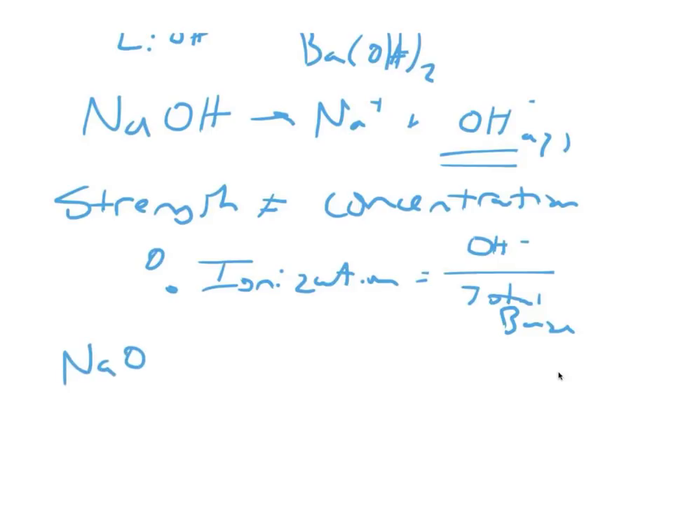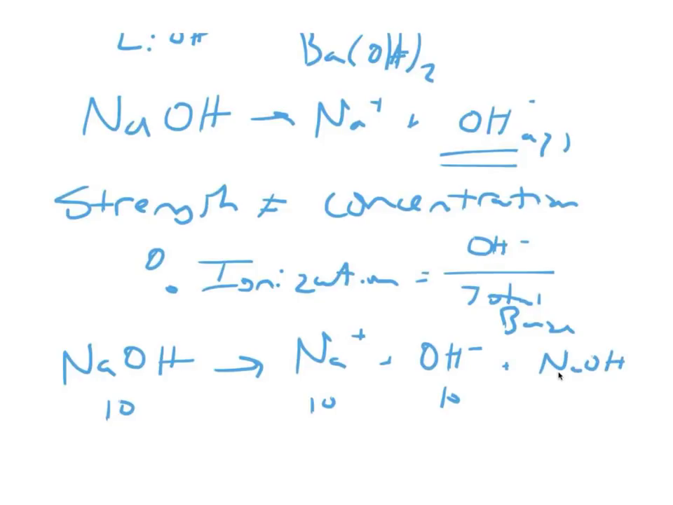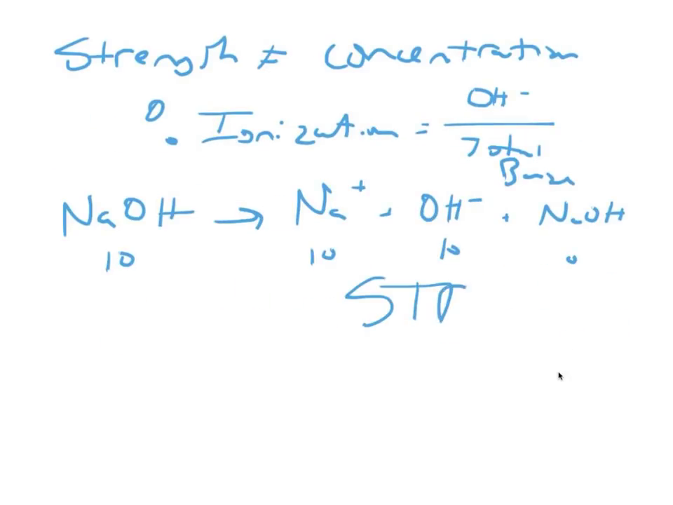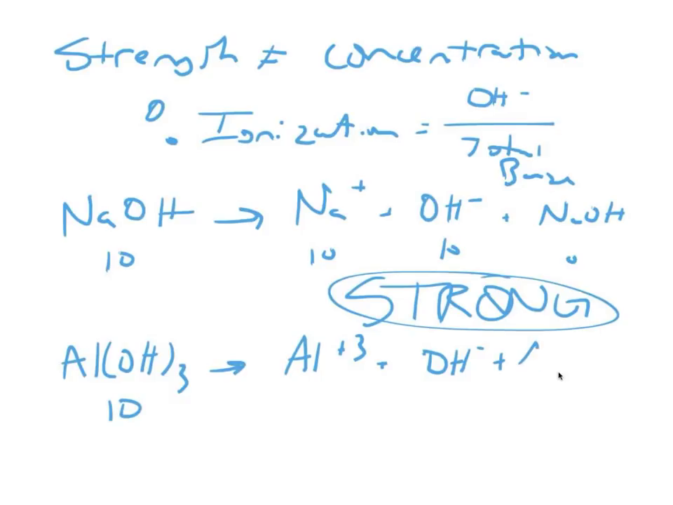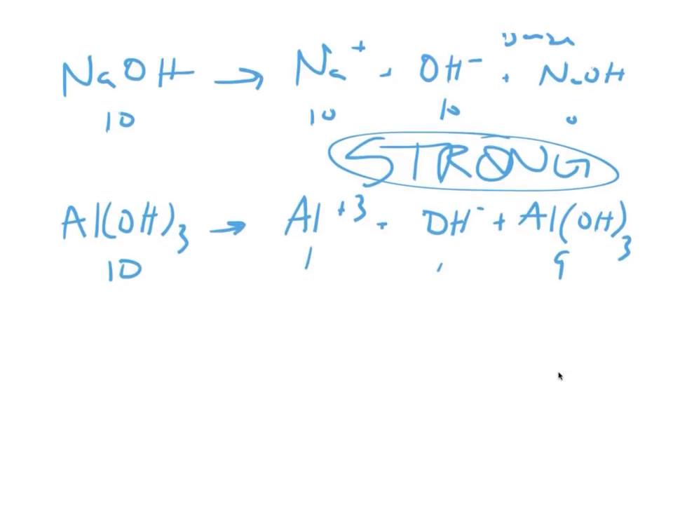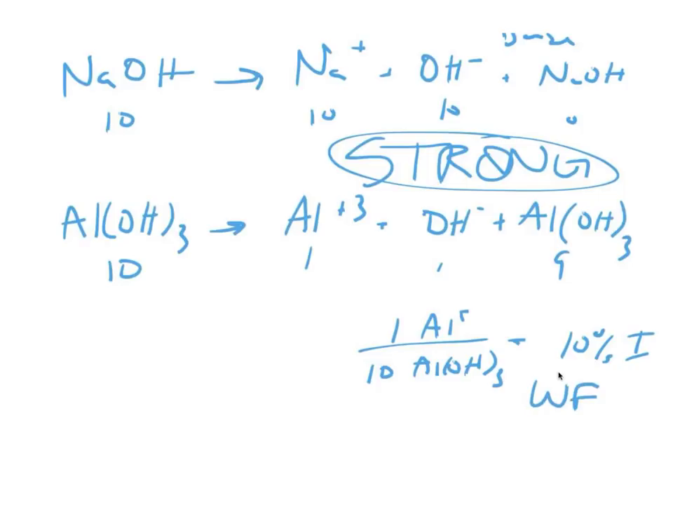So if you've got a strong base, say NaOH, and you put it into water and you get Na plus and OH minus. If 10 of these go in, you get 10 Na's and 10 OH's and 0 NaOH left over. That's a strong base. But if you get a weak base, such as Al(OH)3, splitting up into Al plus 3 and OH minus, if you put in 10 of these, only one of these forms and one of these forms, you got 9 left, then you only have 1 Al for every 10 Al(OH)3's. You only have 10% ionization. That is a weak base. Strong and weak are the same for acids and bases.